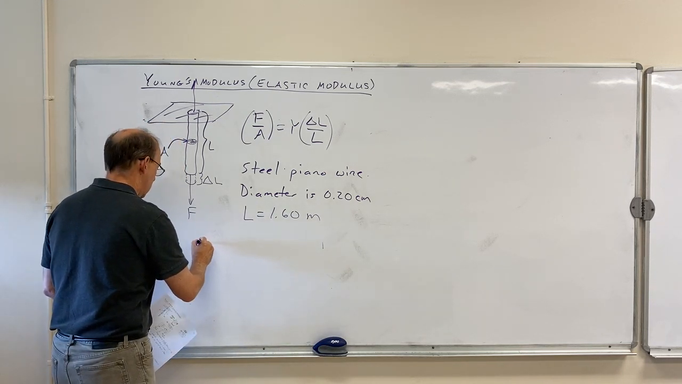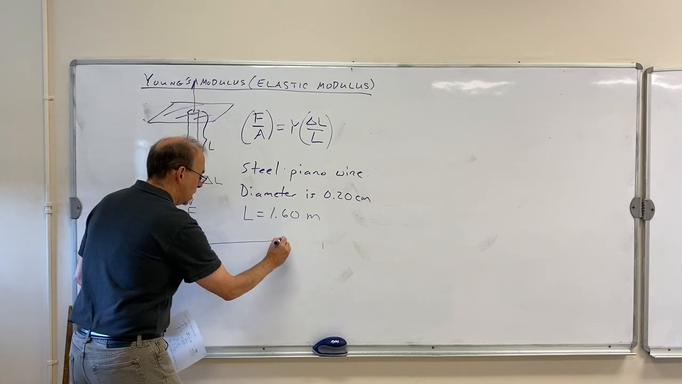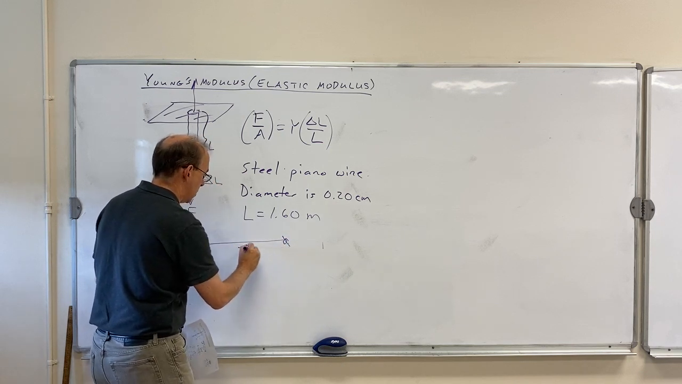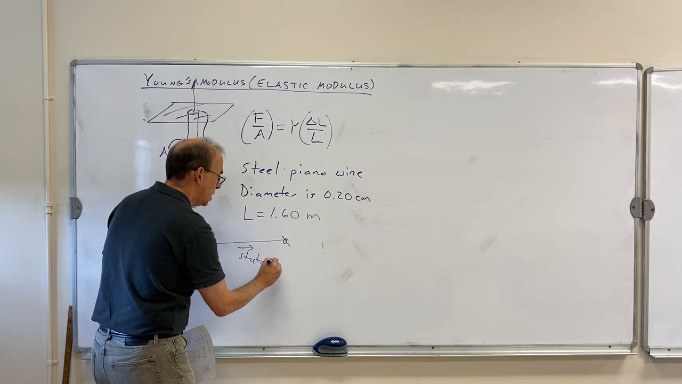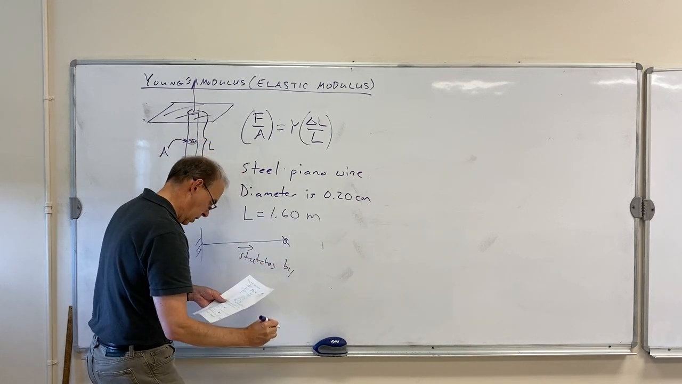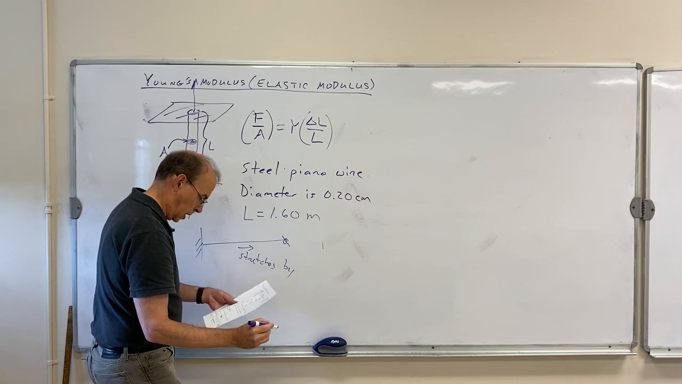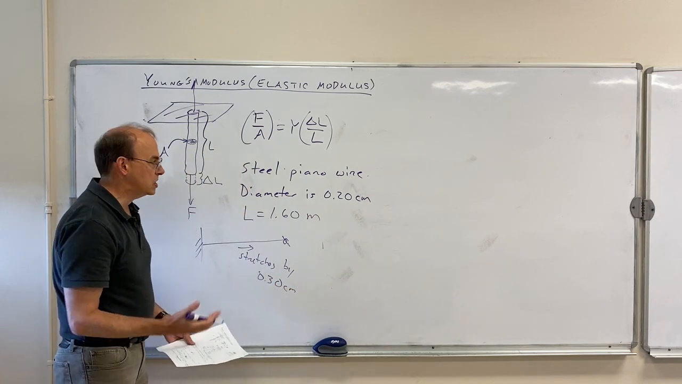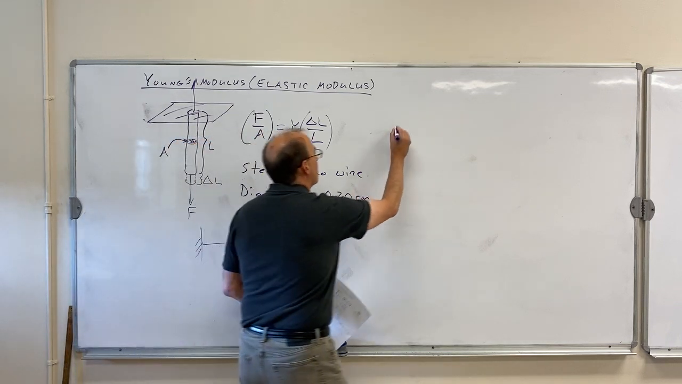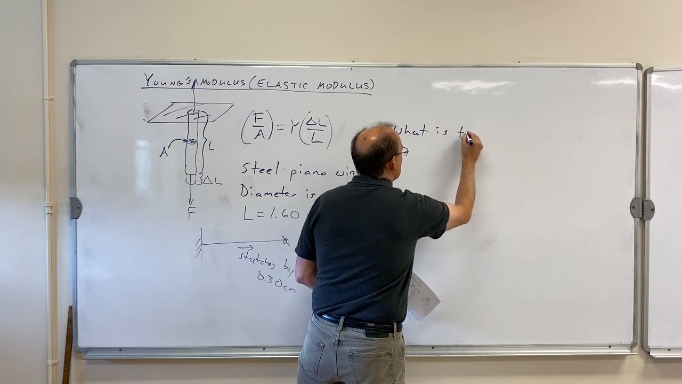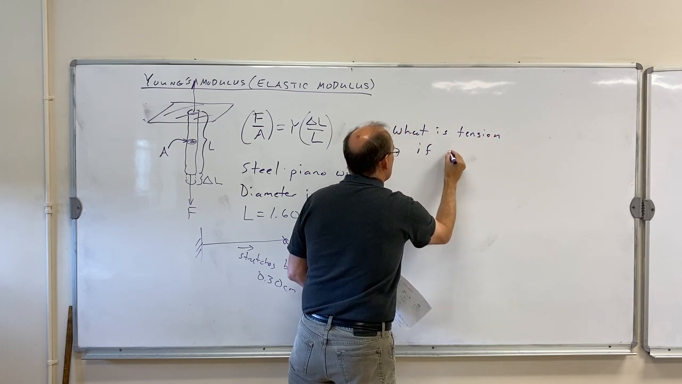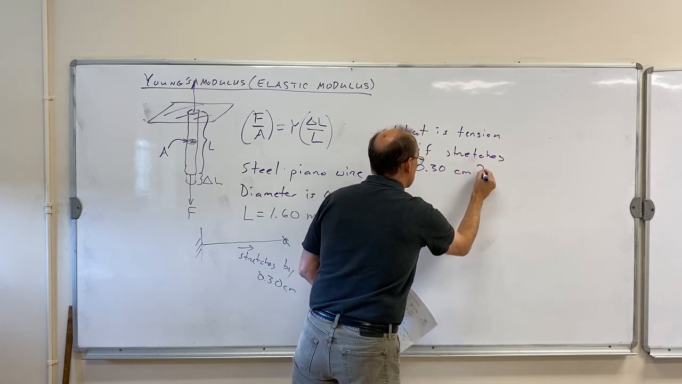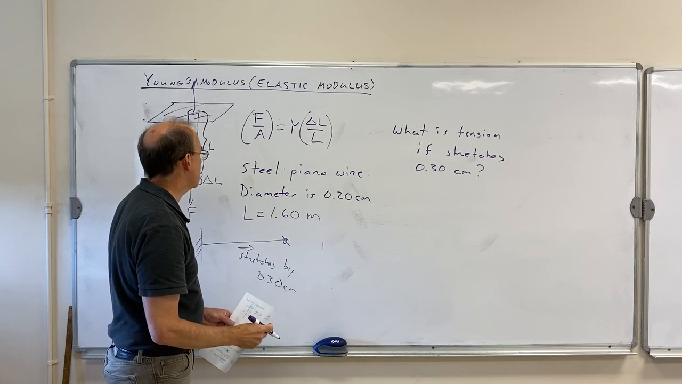So we've got the case where you've got a wire inside a piano, it goes down to some peg, and you turn that peg, and as you turn the peg, this wire stretches by, what did I say? 0.3 centimeters. And we want to know what tension that wire is under. So what is the tension if it stretches 0.3 centimeters?